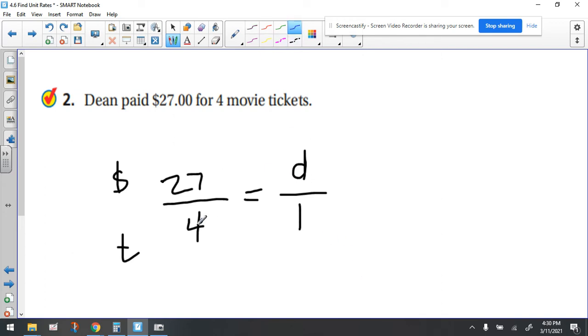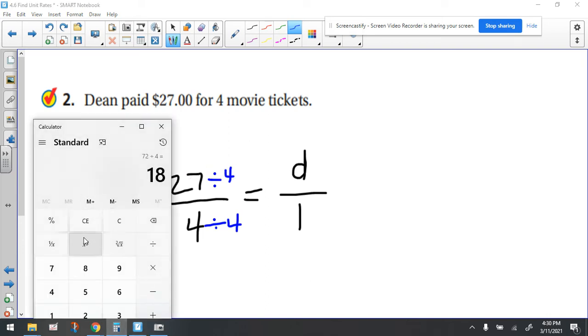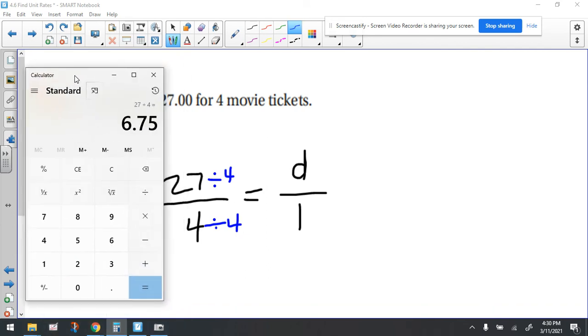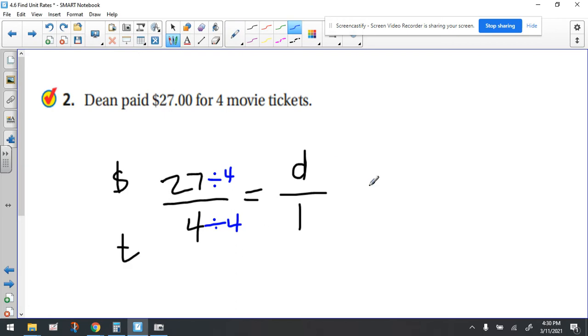So once again, what are we doing here? We're dividing by this denominator, which in this case is 4. We're dividing both by 4. Now this isn't going to work out evenly, right? That's just not going to work out evenly. So we're going to have to talk about some change there. 27 divided by 4. And I don't have access to the equal thing. Let me hit that. And we get $6.75. So we would write $6.75 per 1 ticket.